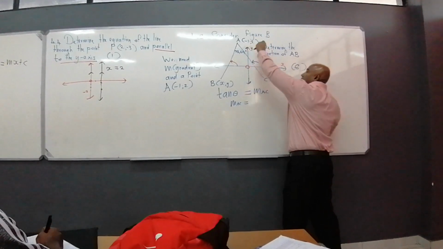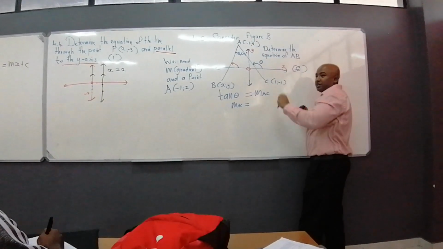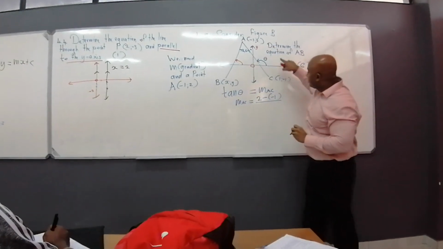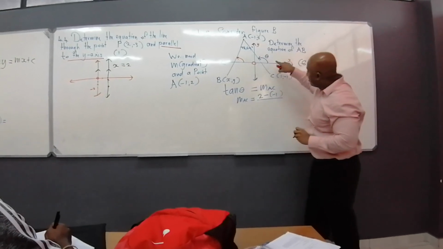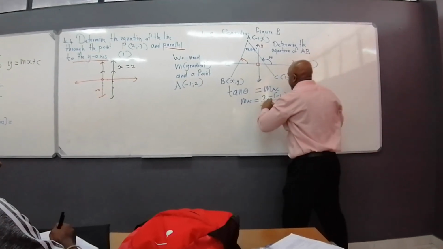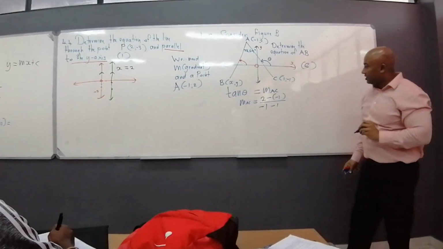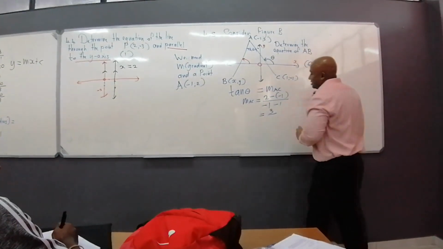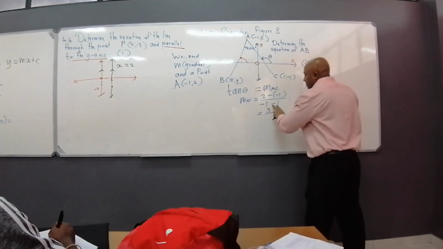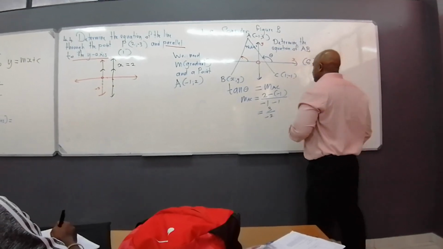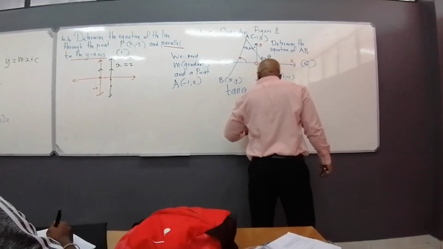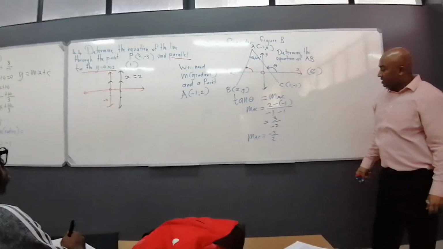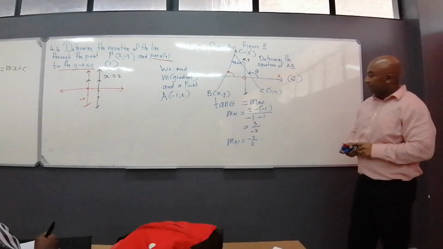So I'm going to go 2 minus 1, which is going to be 2. Let me just write that down. 2 minus 1. So that's y2 minus y1. And then x2 minus x1. So this is going to be minus 1. Alright, so now this is going to be 2 minus, and minus will give me plus. So 2 plus 1 is 3. Minus 1 is minus 2. So the gradient of AC is minus 3 over 2.